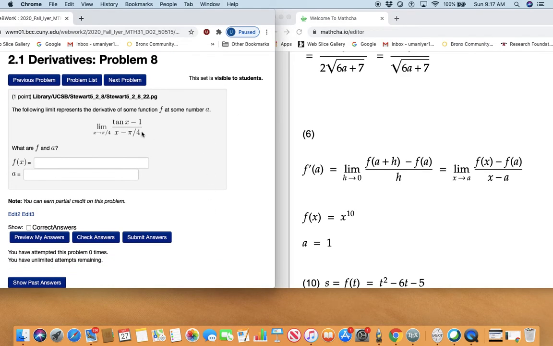All right, the next one. The limit as x approaches pi by 4 of tan x minus 1 over x minus pi by 4. So that again applies to the second definition. x approaching a, so a is pi over 4. What about the function? The function looks like tan x. Check: is tan of pi by 4 equal to 1? It is. So the function is indeed tan of x.